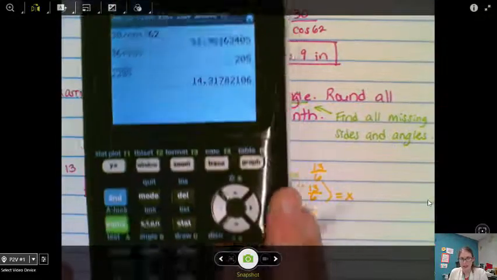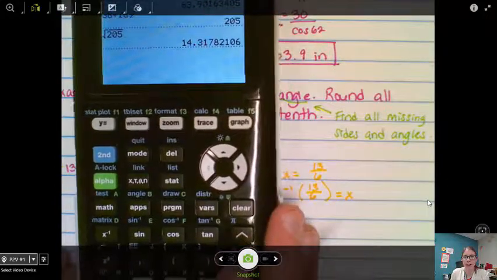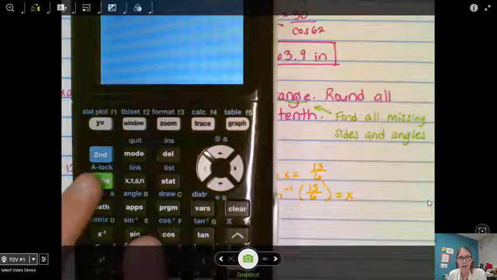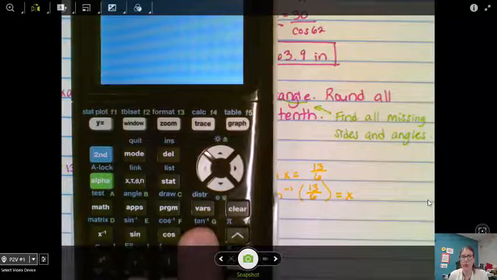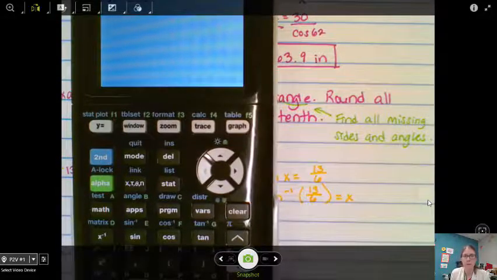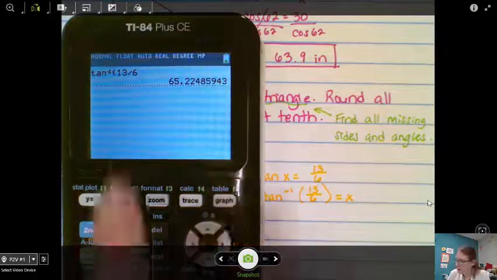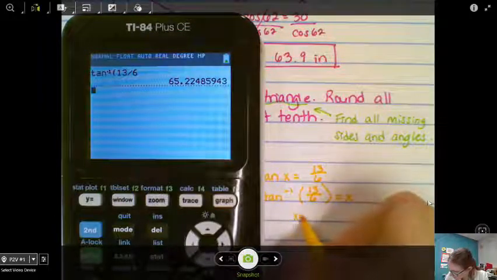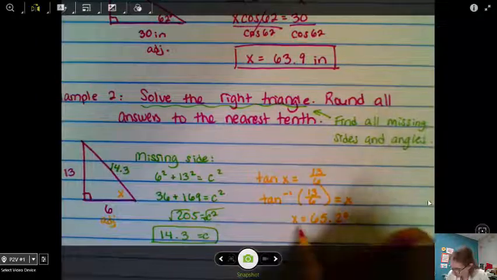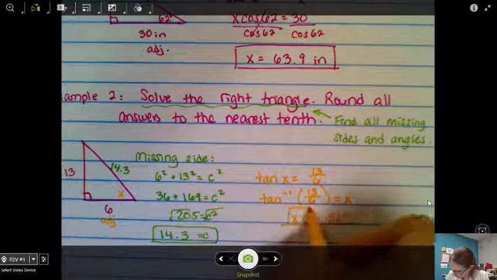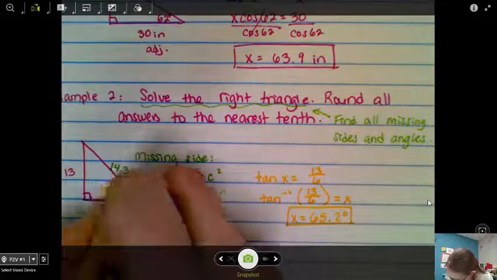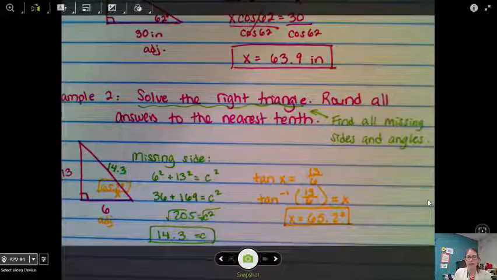So in the calculator, again, make sure your calculator is in degree mode, not radians. The inverse operations are second and then sine, cosine, tangent, where it says tan -1. Inverse tangent of 13 over 6 tells us that is a 65.2 degree angle. So we have a 65.2 degree angle.